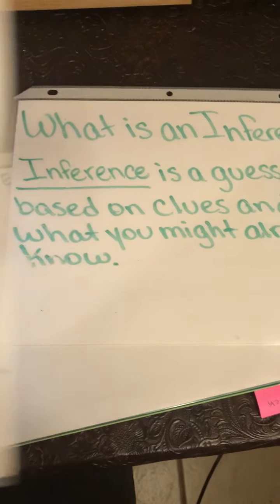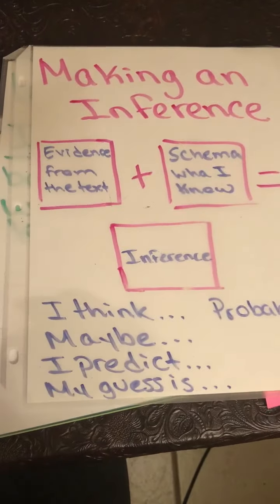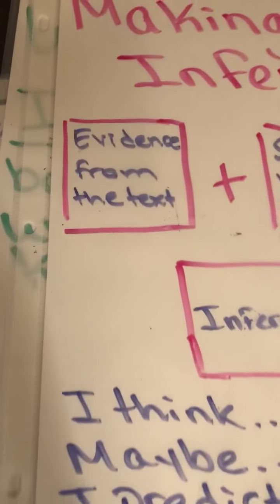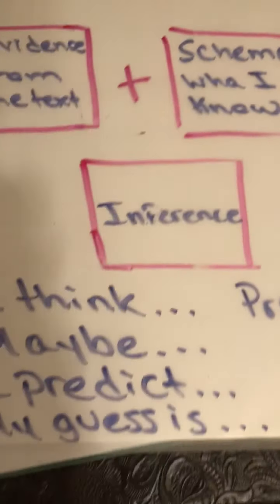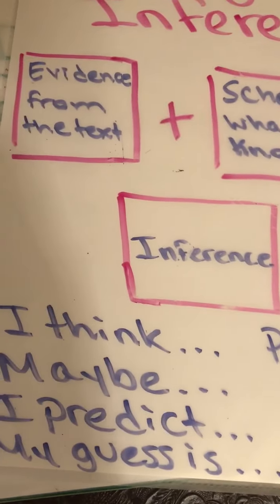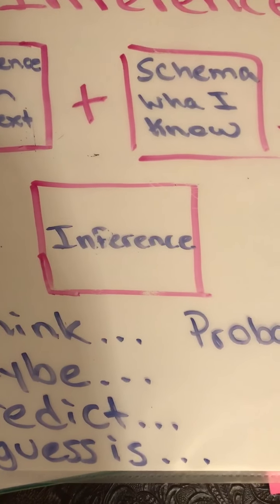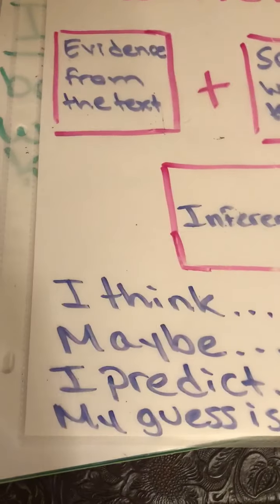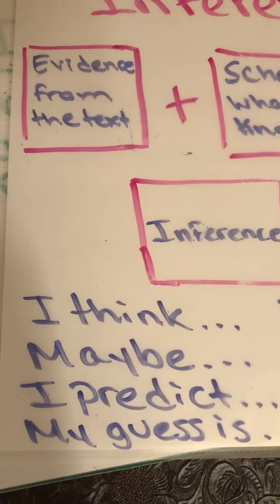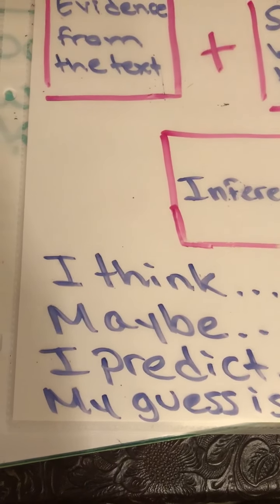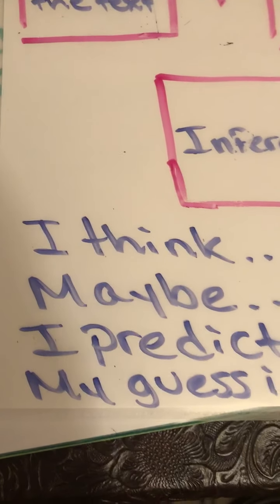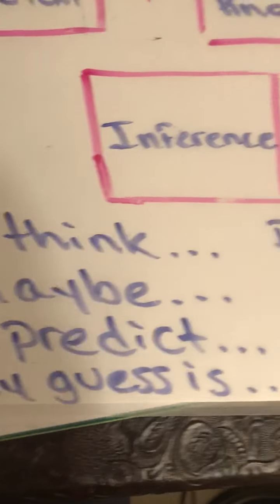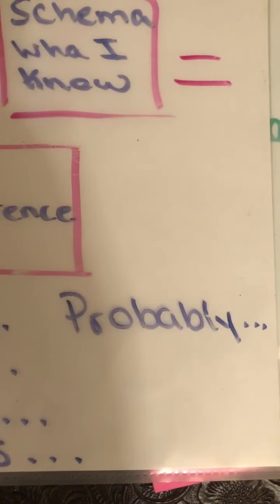Okay? So remember that when we are making an inference, we are using evidence from the text. We are using our schema, what I already know, and when we put those two together, we can make an inference. Some key words or clue words that we can look for to identify an inference would be I think, maybe, I predict, my guess is, probably.